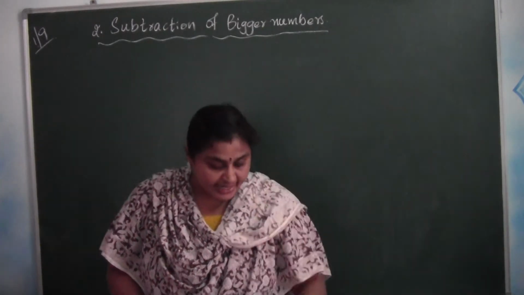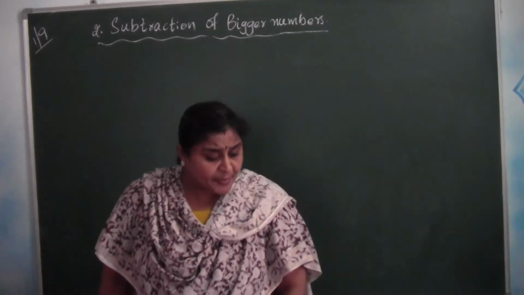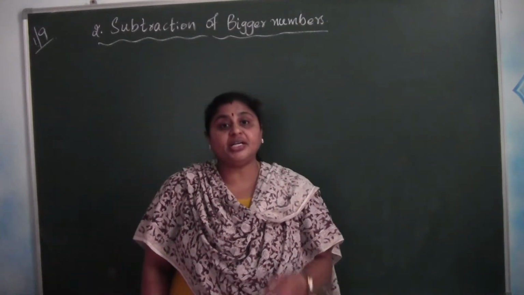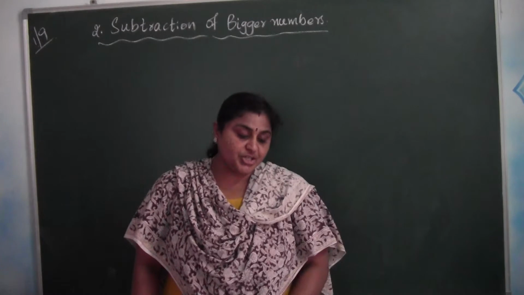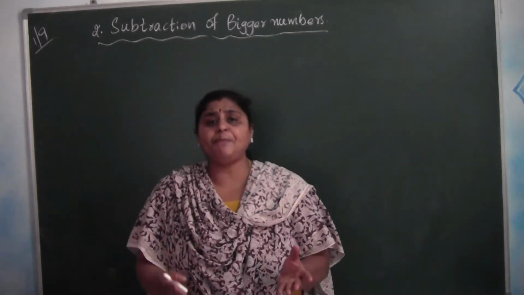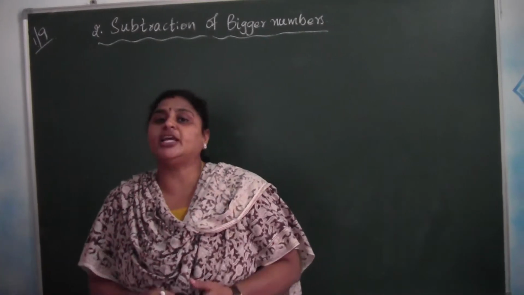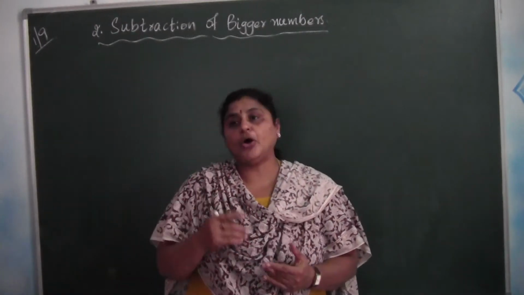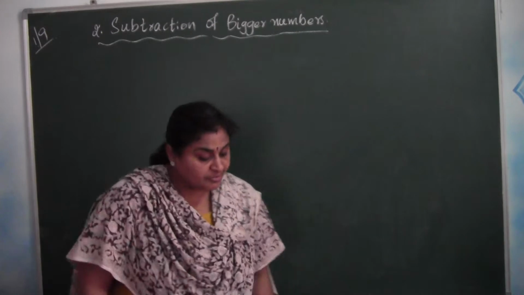Okay children, now let us see. Now see page number 56 of your term 2 textbook, that is your exercise 2.1. Now here they have given simple subtraction with no regrouping, that is without borrowing. Let us do one problem from that.